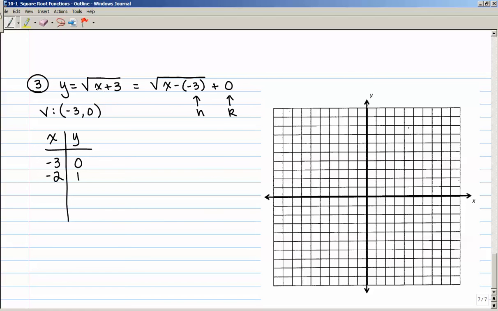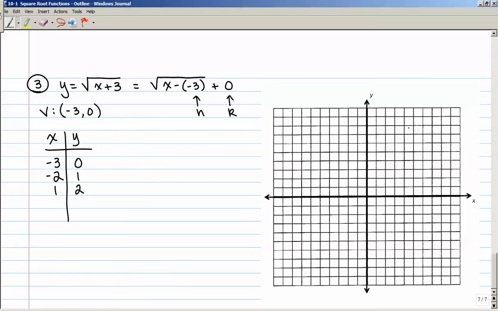Now what if I pick -1? -1 plus 3 is a 2, and I don't want to do the square root of 2. How about 0? 0 is going to give me a 3 underneath the radical, and I don't want to do the square root of 3. How about 1? When x is 1, I have a 4 underneath there. So when x is 1, 1 plus 3 is 4. The square root of 4 is 2.